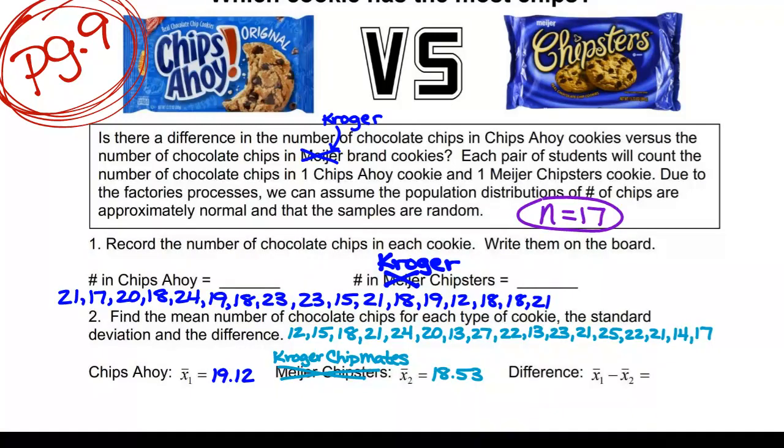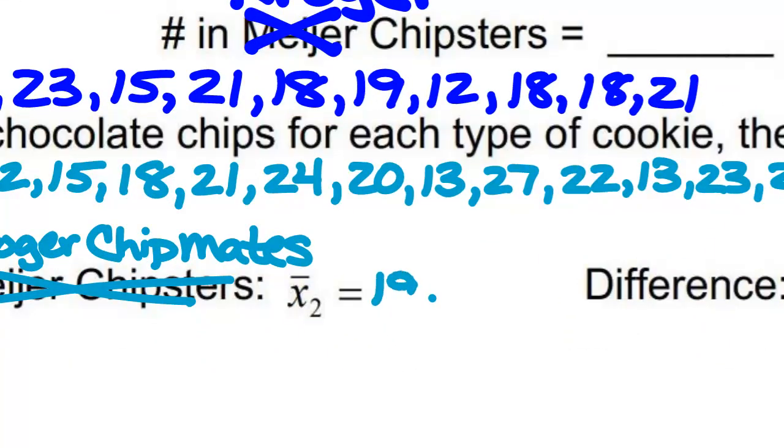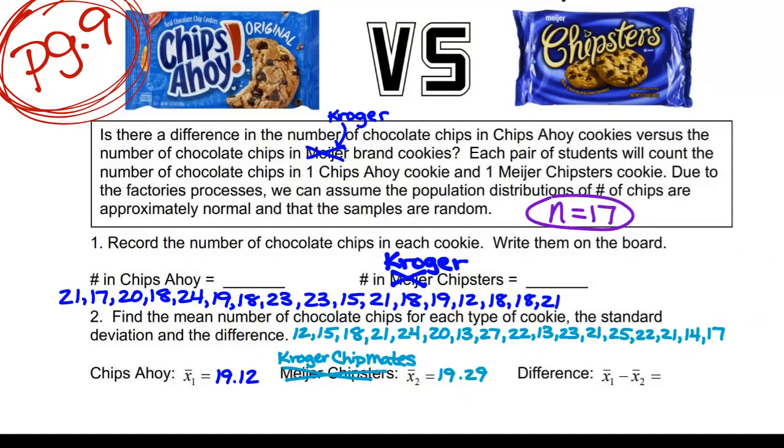That's the average. You add them all and divide. Yeah. Because there's 17 people here, so there's 17 reported numbers. I need somebody to verify for me on the Kroger Chipmates. I also got 19.29 for the Chipmates. 19.29. All right. Please tell me if you guys get something different. So far we have 19.12 and 19.29.